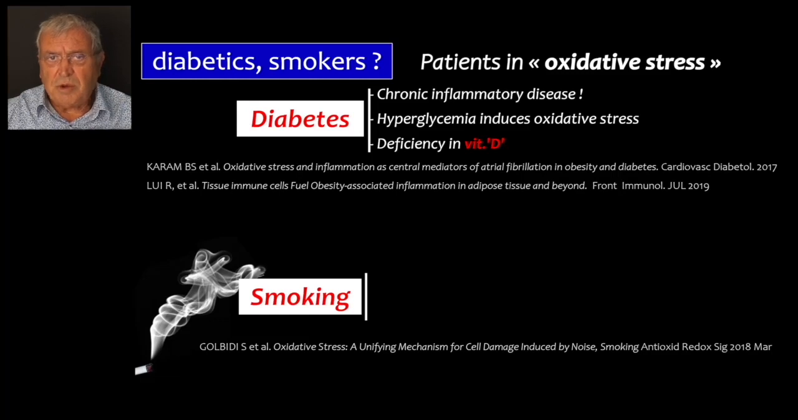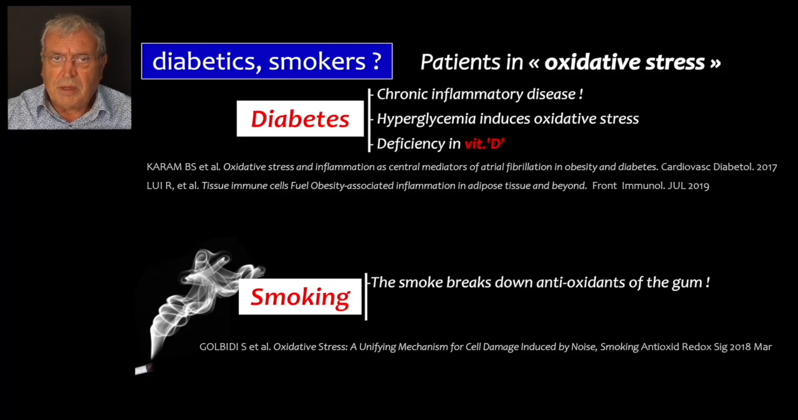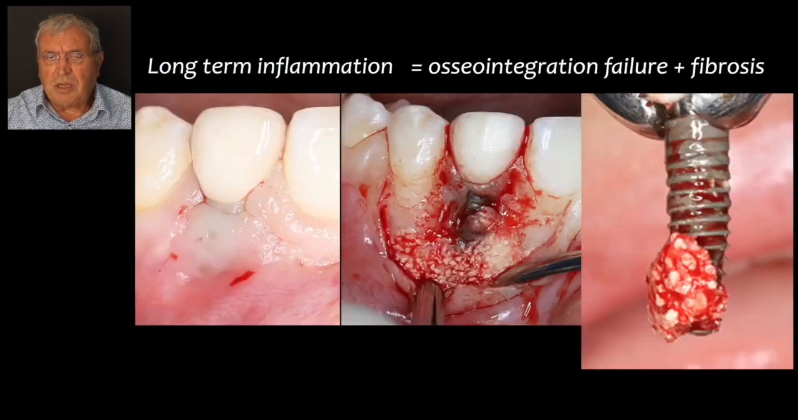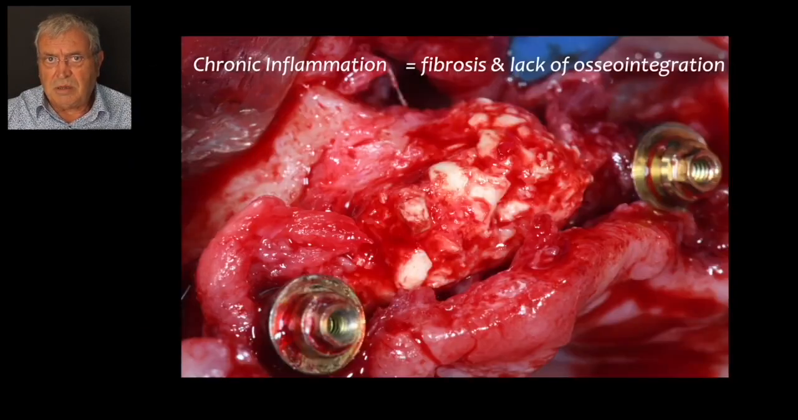What is the issue with the smoking? The issue is the smoke, because the smoke breaks down the antioxidant in the gum. But smokers are deficient in vitamin D. It's logic, when we meet a failure of osseointegration, to see the fibrosis, because when we don't achieve osseointegration, we achieve fibrosis because of the long-term inflammation.